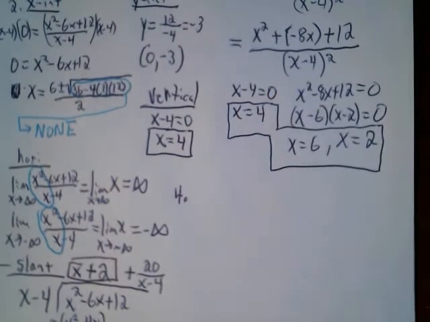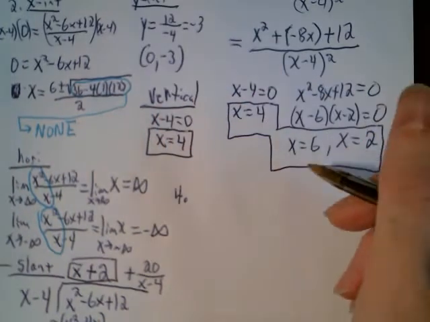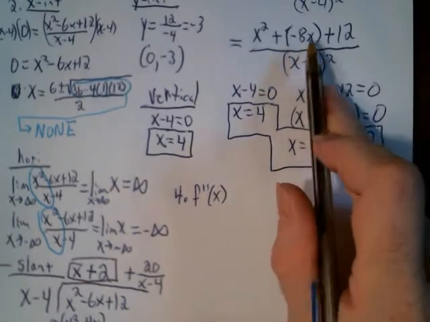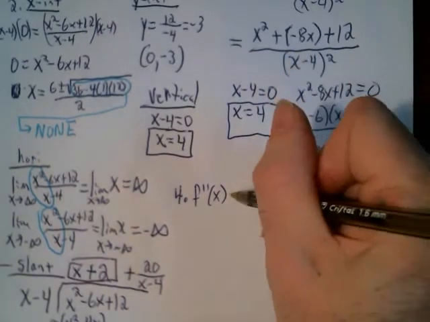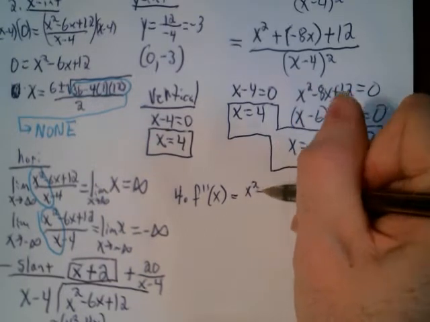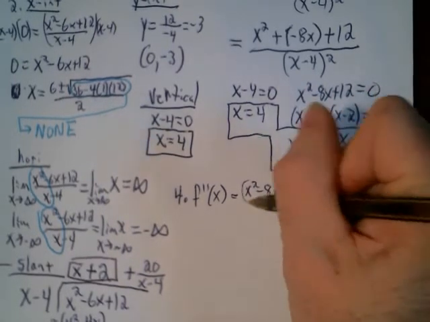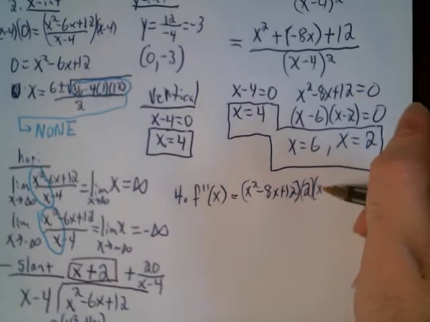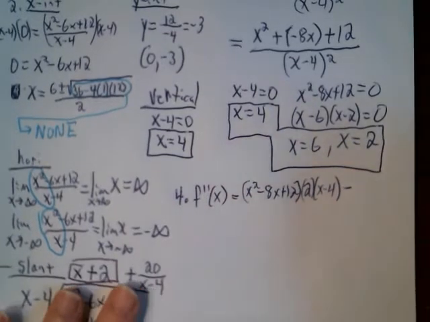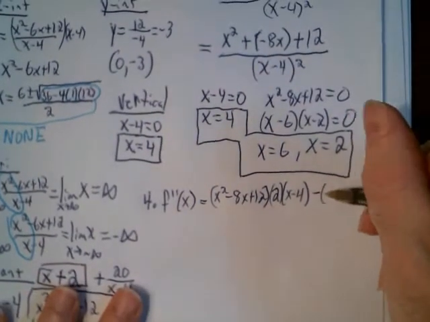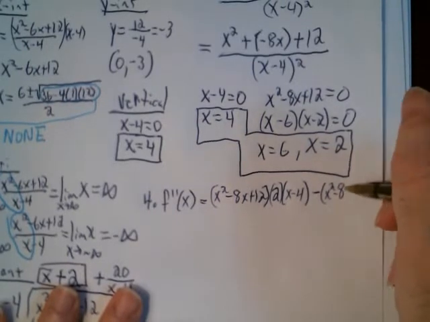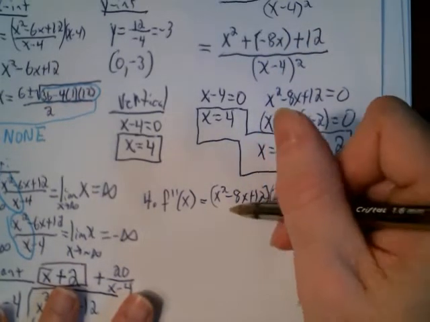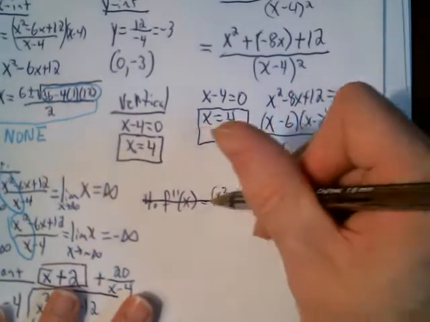Now we want to get the second derivative. And hopefully I got enough room for this. f double prime of x. So I'm taking the derivative, low d high minus high d low. Low: x squared minus 8x plus 12 times the derivative of the low, so power rule, 2 times x minus 4. And then minus the high, which is x squared minus 8x. Whoops. Low d high minus high d low. Sorry, I totally butchered that. Let's try again.